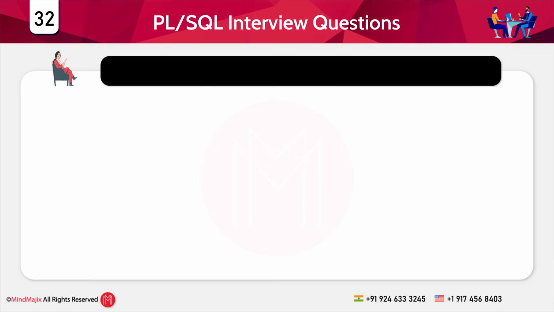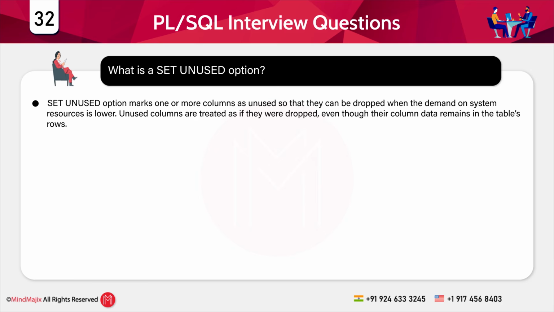The next question is, what is the set unused option? So the set unused option marks one or more columns as unused so that they can be dropped when the demand on system resources is lower. Unused columns are treated as if they were dropped, even though their column data remains in the table's rows. After a column has been marked as unused, you have no access to that particular column.